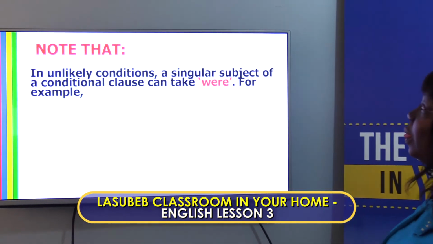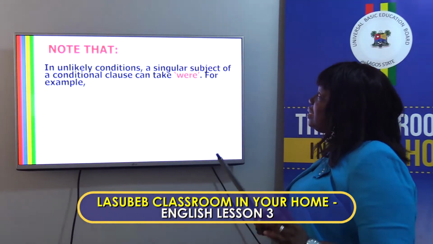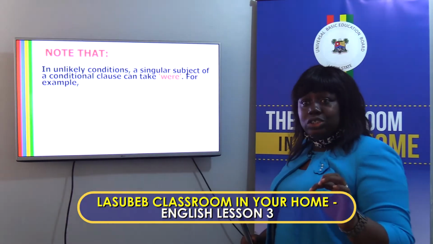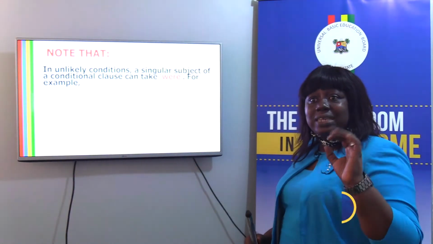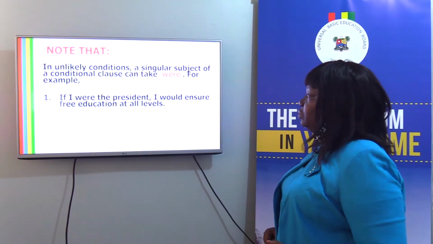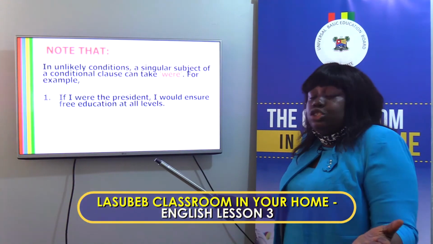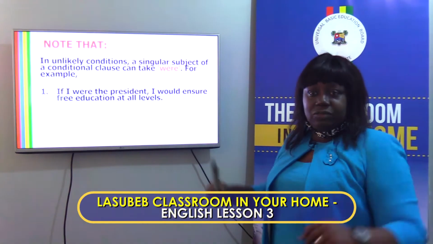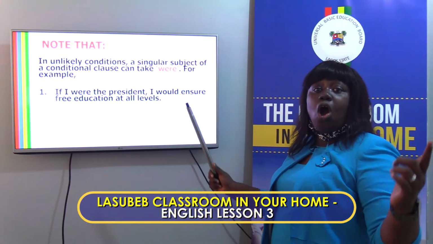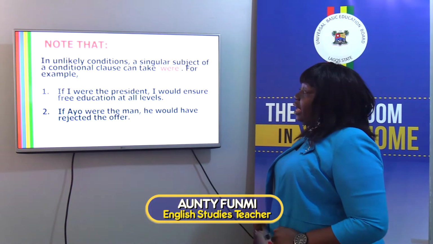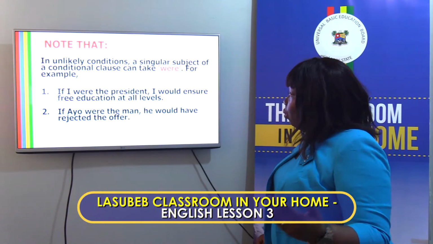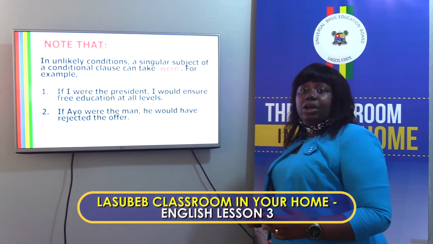Let's note that in unlikely conditions, a singular subject of a conditional clause can take were. For example, if I were the president, I would ensure free education at all levels. If Ayo were the man, he would have rejected the offer.